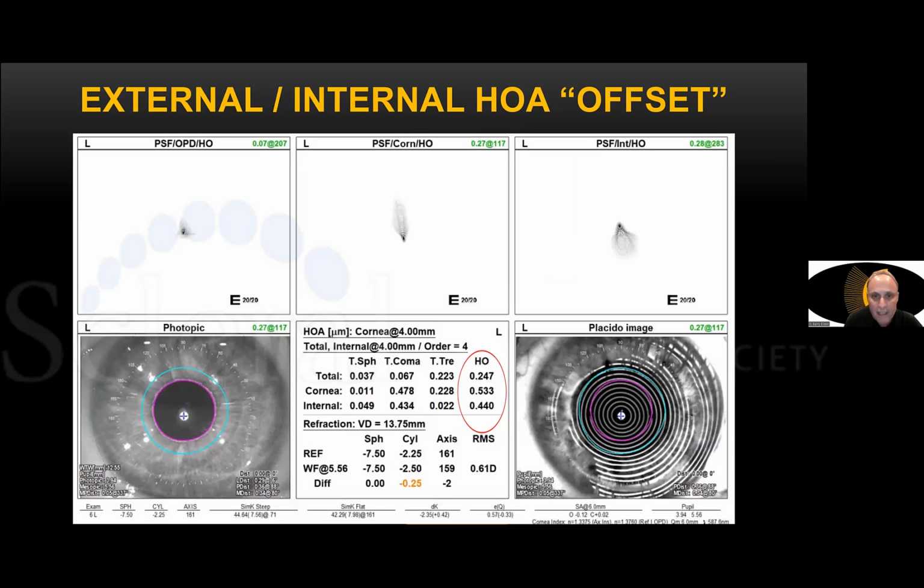Now, what about offset? Offset, I alluded to you before, is when the external and internal high order aberrations kind of negate each other or minimize each other. So if we look at the numbers specifically, internal 0.44, corneal 0.53, but the total 0.247. If you put a rigid lens on this patient, whether it be a corneal rigid lens or a traditional scleral, what's going to happen? All of a sudden, that internal is going to pop through, and I will tell you, they will do worse in that lens than they will in glasses.